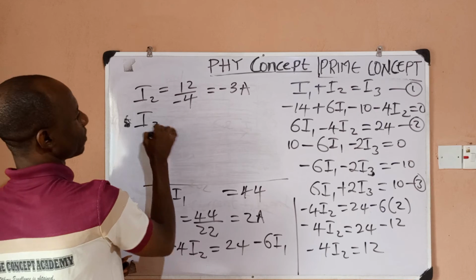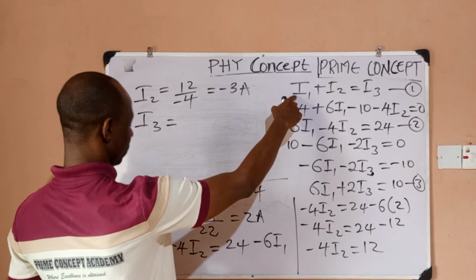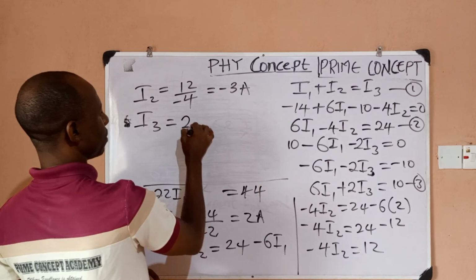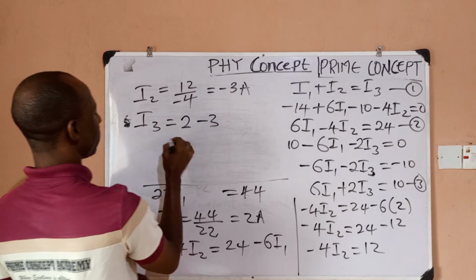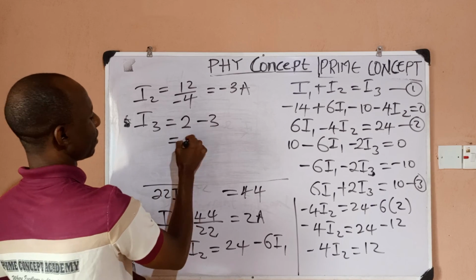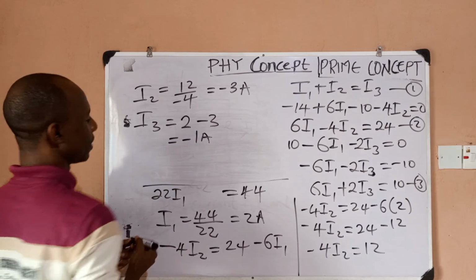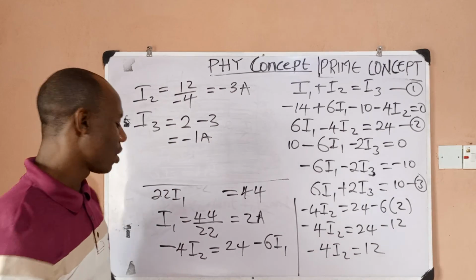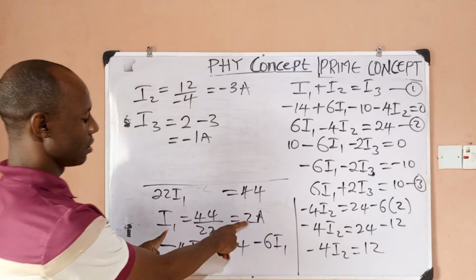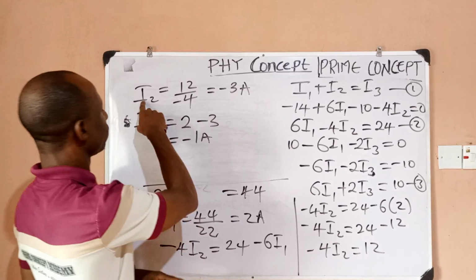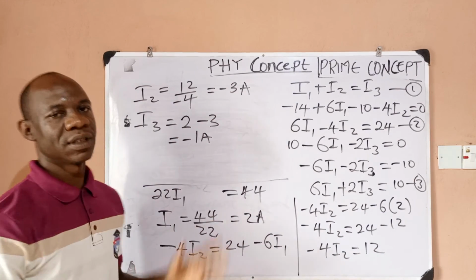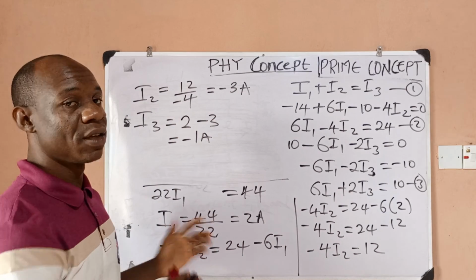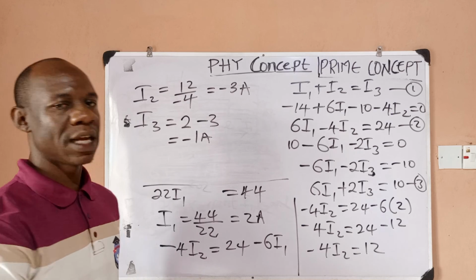So I have my I2, and then finally to get my I3, I will use this. So I3 is going to be I1, which is what now? 2. Then my I2, which is what now? Minus 3. So what do I have? So I have 2 minus 3, which is minus 1 ampere. So I have my 3 values for current. I1 is 2 ampere, I2 is minus 3, and then I3 is minus 1. So these are my current values, and I believe the concept behind Kirchhoff is clear to you.